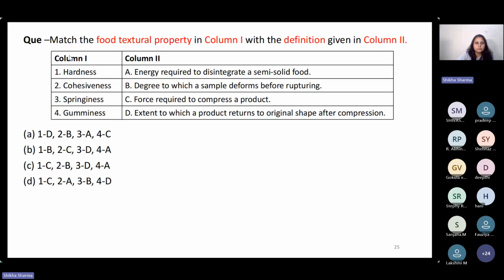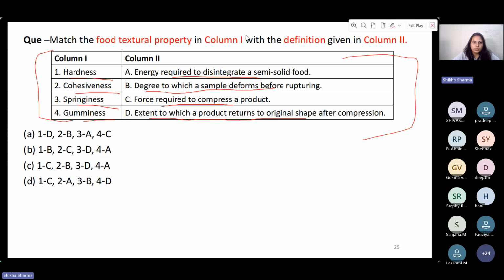So in column 1, we have four structural textural properties which are hardness, cohesiveness, springiness, and gumminess. And in column 2, we have different definitions of these: energy required to disintegrate a semi-solid food, then degree to which a sample deforms before rupturing, force required to compress a product, and extent to which a product returns to its original shape after compression. So we need to match here the textural properties.